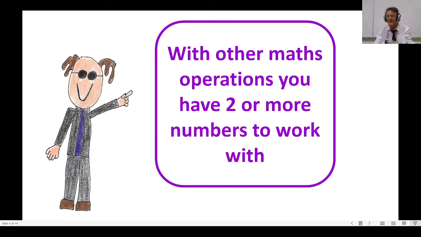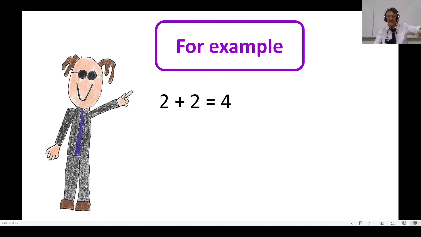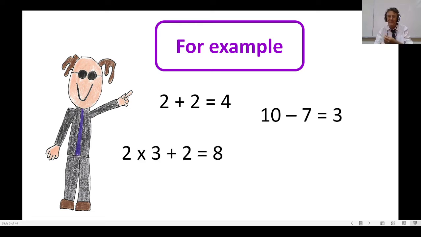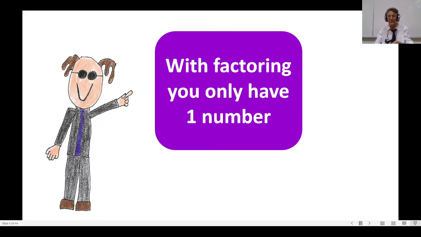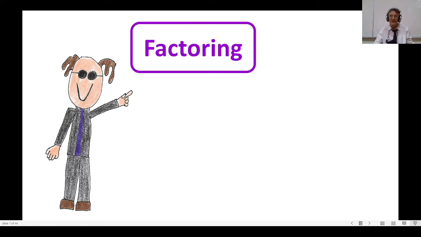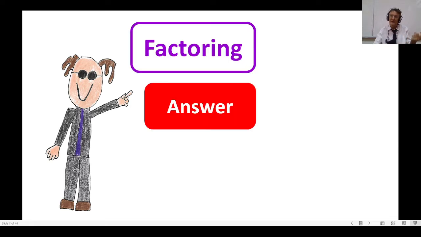With other maths operations, you have two or more numbers to work with. For example, 2 plus 2 equals 4. 10 minus 7 equals 3. 2 times 3 plus 2 equals 8. However, with factoring, you only have one number. With factoring, you have the answer. For example, 10.